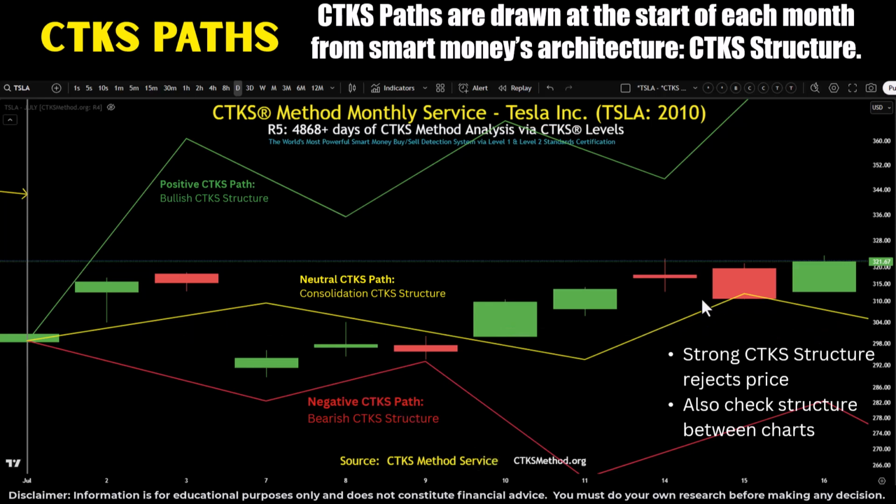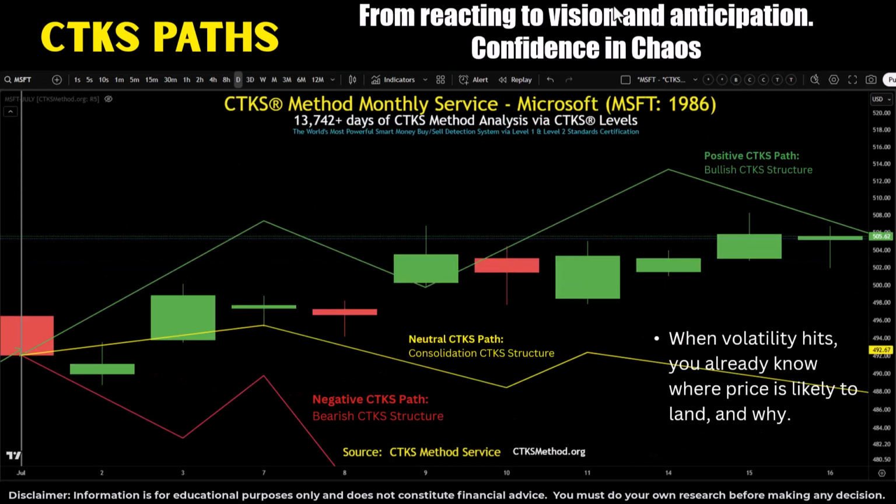All charts are intercorrelated and interconnected, and when, for example, the VIX starts to spike or the S&P 500 and the Nasdaq come down, that will be felt by the likes of Tesla. This is why it's critical to check the structure between charts. Microsoft has had a lot of positive momentum, and you can see on last month's price action, it literally closed out on the positive prediction of end of month price, and it's still going positive right at the current time. Moving from reaction into vision and anticipation, having confidence in chaos, wow, they are powerful things to have.